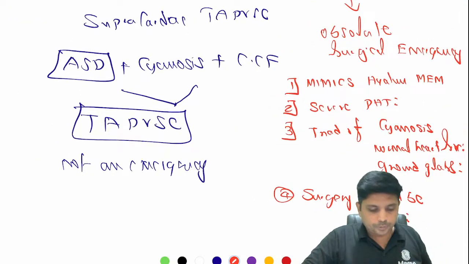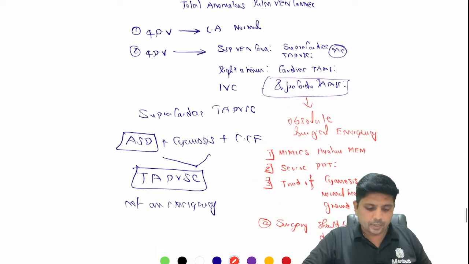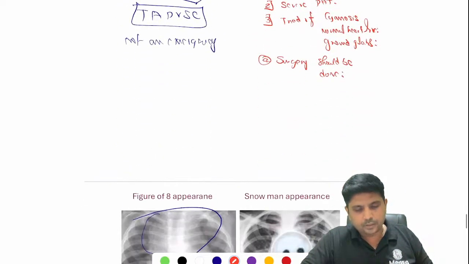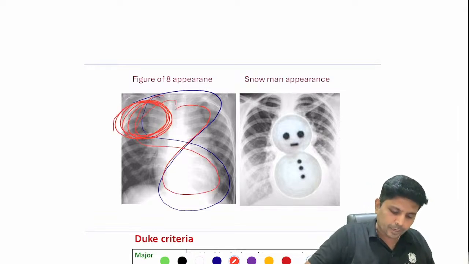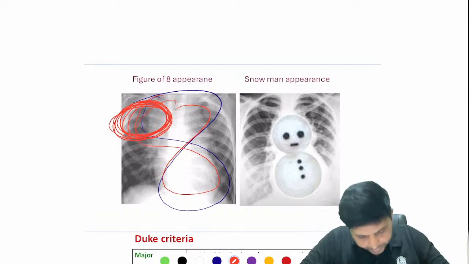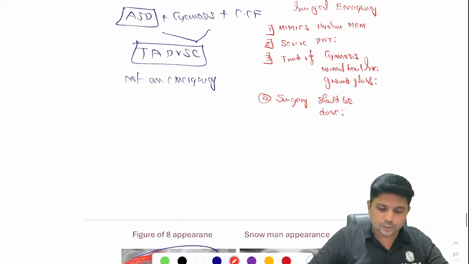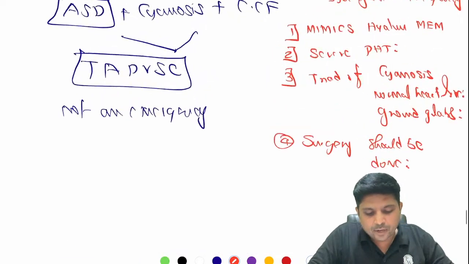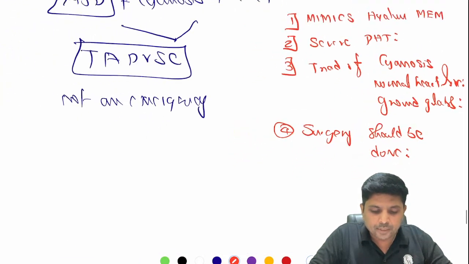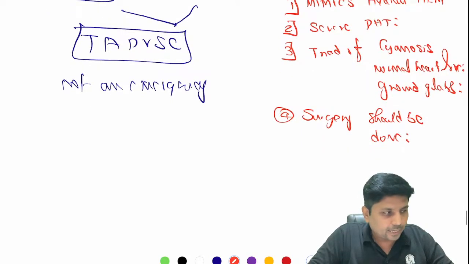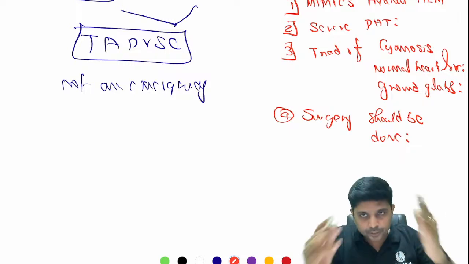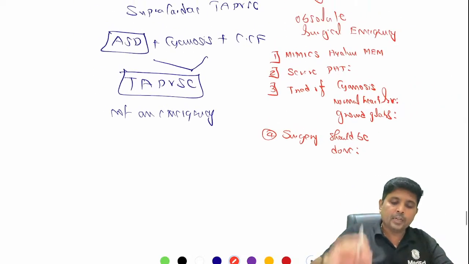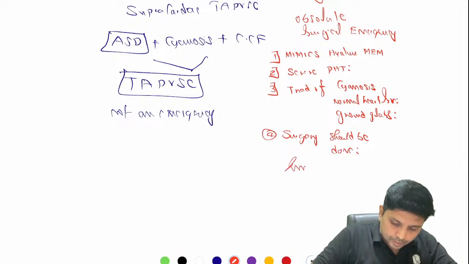Very, very important. Supracardiac TAPVC: ASD-like features along with cyanosis. Figure of 8 appearance is mainly due to the enlarged pulmonary veins that drain into the right atrium. Whereas infracardiac TAPVC usually mimics hyaline membrane disease: severe pulmonary hypertension, the triad of cyanosis, normal heart size, along with ground glass appearance. Surgery should be done immediately.